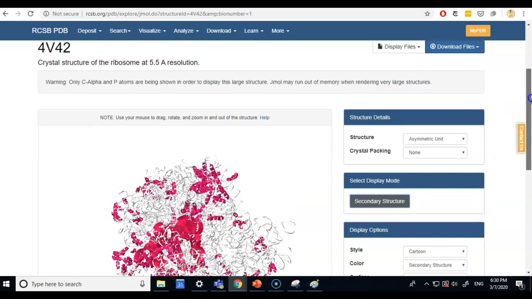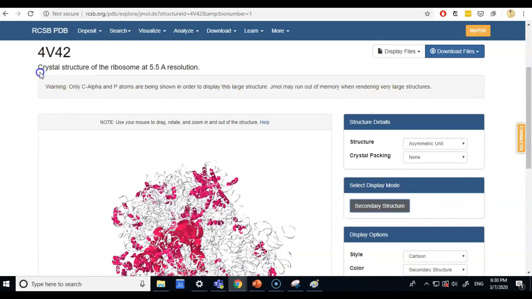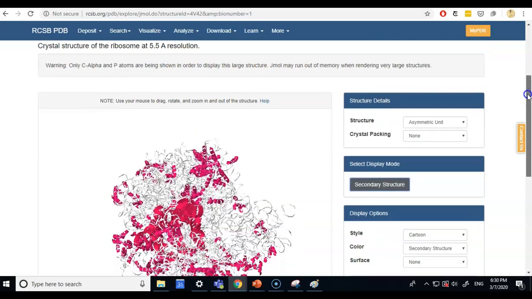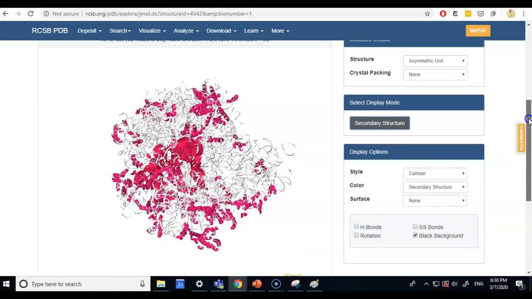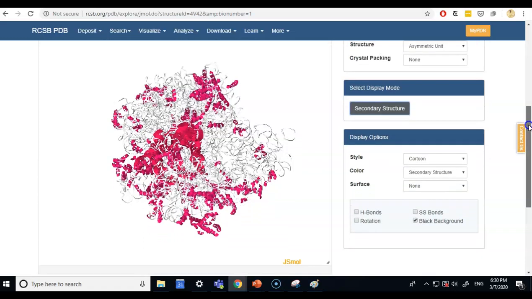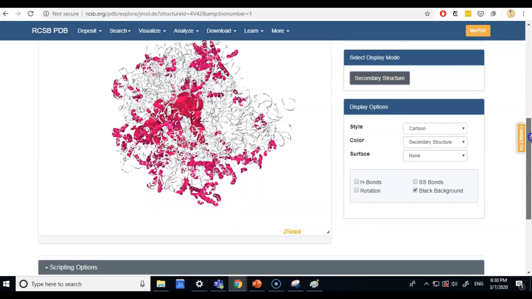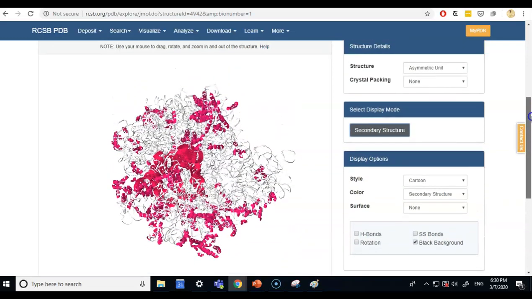For example, here, as you can read, crystal structure of the ribosome at a 5.5 angstrom resolution. The angstrom is a measurement at the lowest scale, which you reach when you are using electron microscopes. So this is a kind of structure that you will find, and so cool.